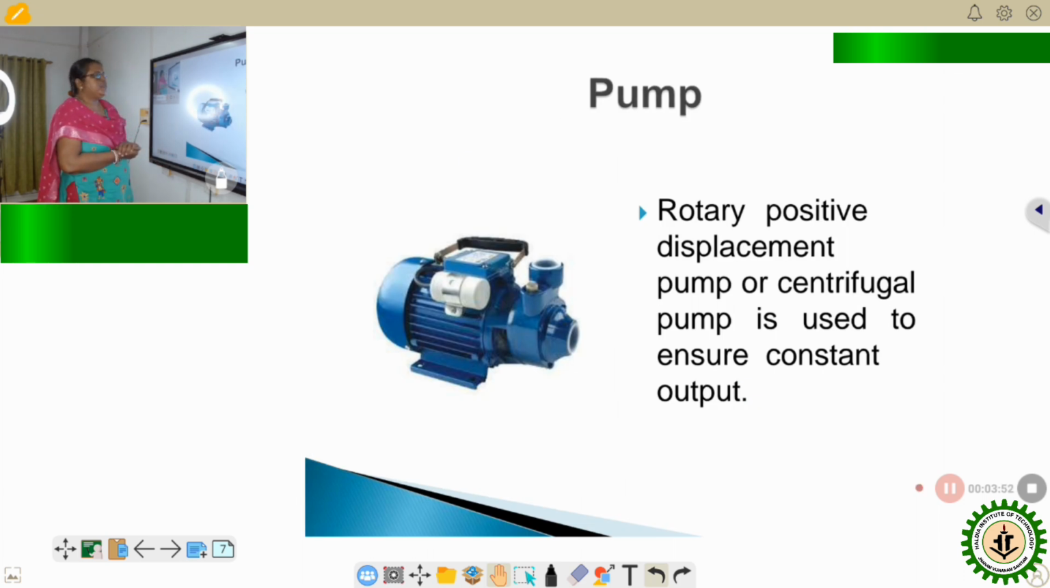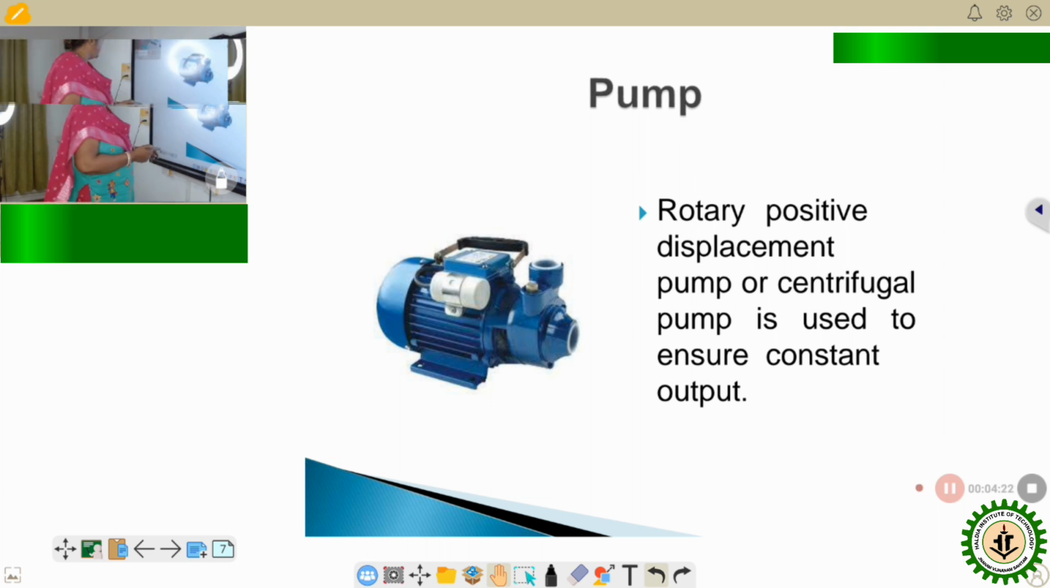Next is pump. After balance tank, a pump is present which constantly feeds milk to the regenerative heating section of the pasteurization system. Either a rotary positive displacement pump or a centrifugal pump can be used for this purpose. Along with this pump, a flow controller is also attached which ensures constant output of the milk.